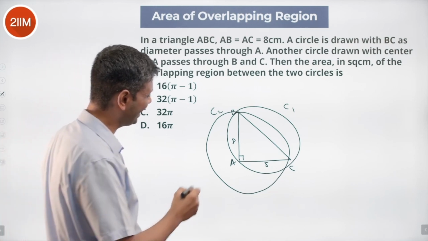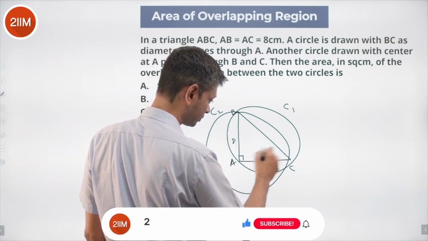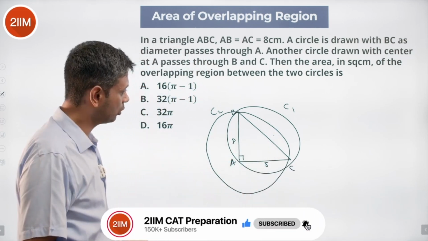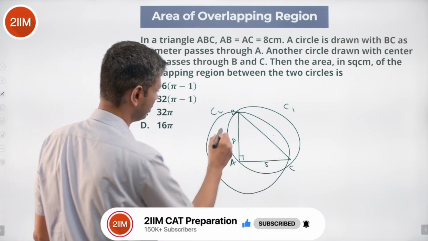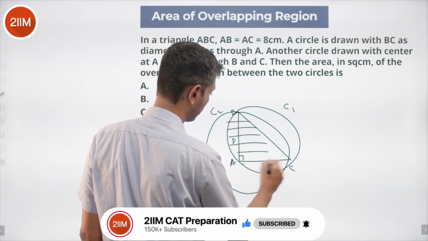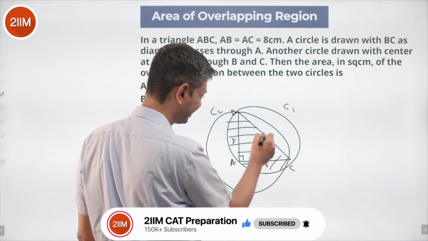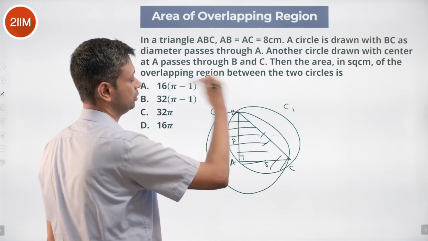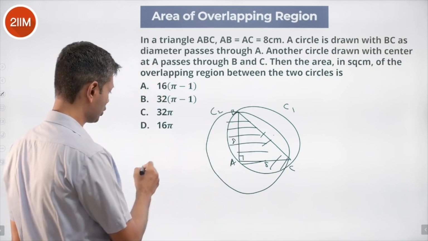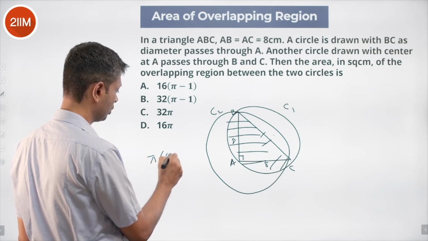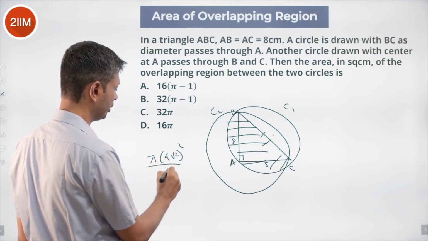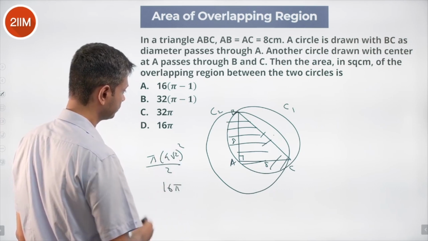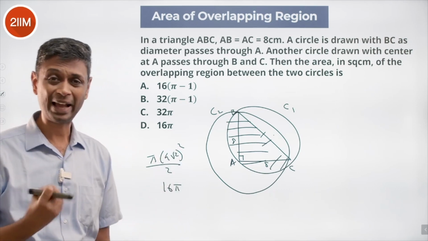That means we're going to count this entire semicircle and then calculate this segment. Let's think of it as this entire semicircle. This semicircle has diameter 8 root 2, so the radius is 4 root 2. Area is pi times (4 root 2) whole square by 2. 16 into 2 is 32, 32 by 2 is 16 pi. The 16 pi is in the bag.